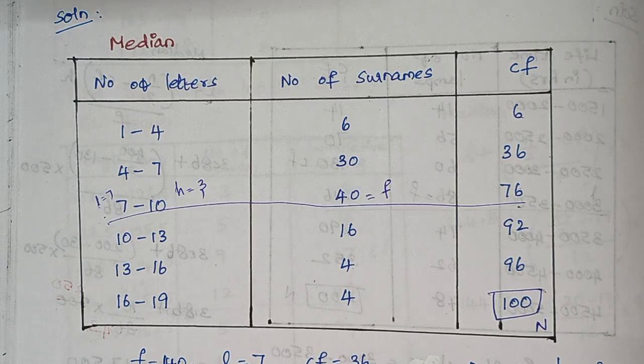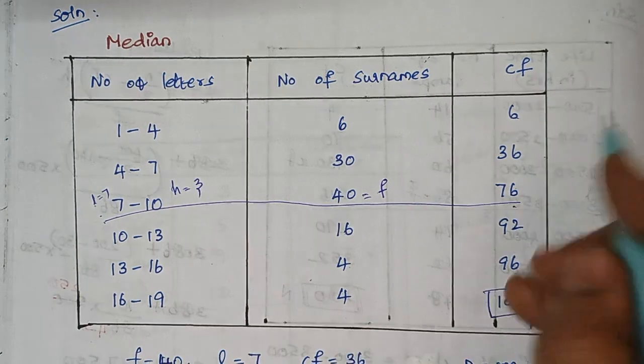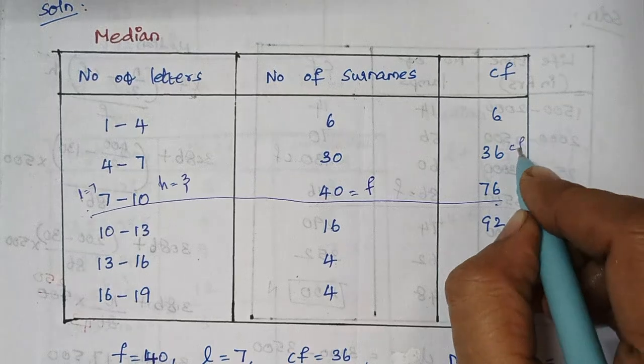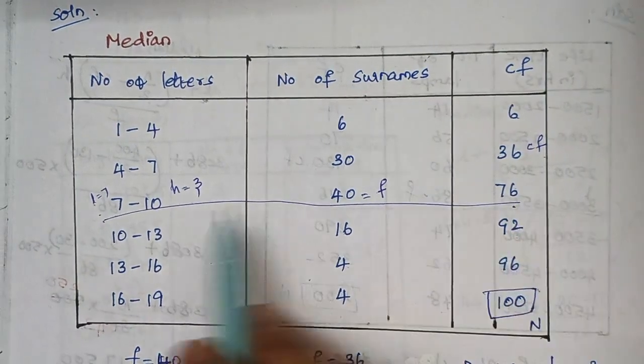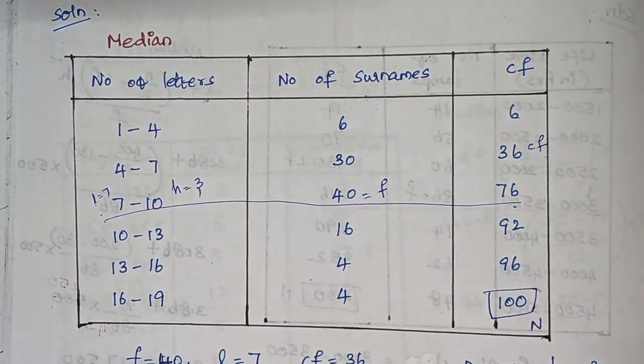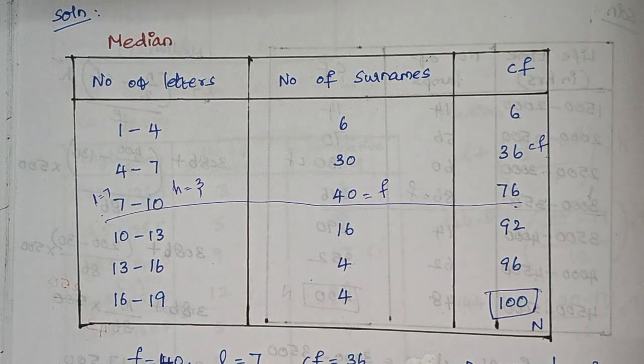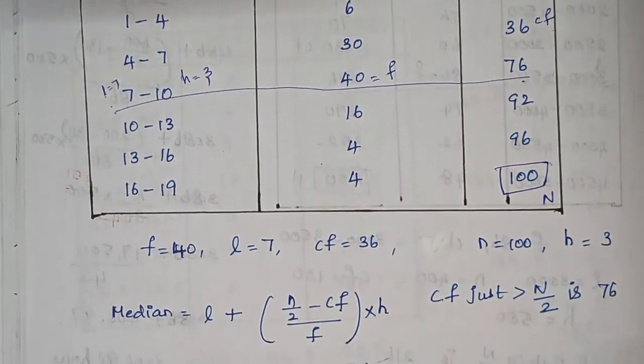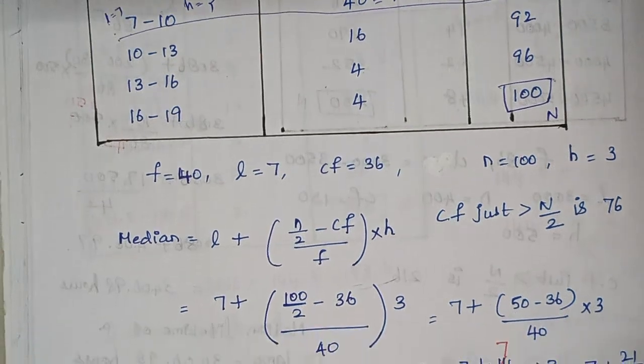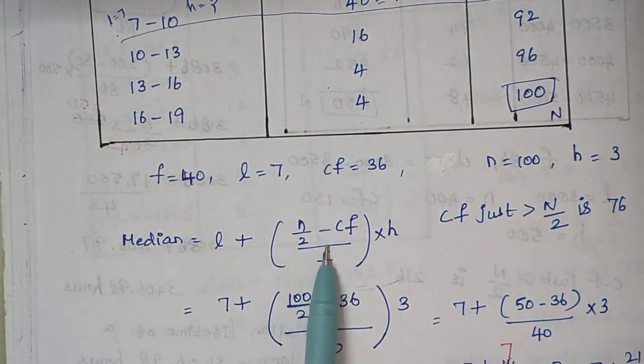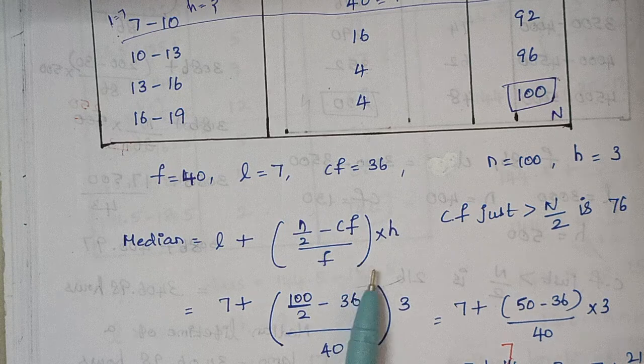Then what is the value of cumulative frequency? So this 36 is our cumulative frequency. Okay, the value prior to this selected row gives cumulative frequency. So now just substitute the values. So here the value of median is L plus n by 2 minus Cf divided by f into h.